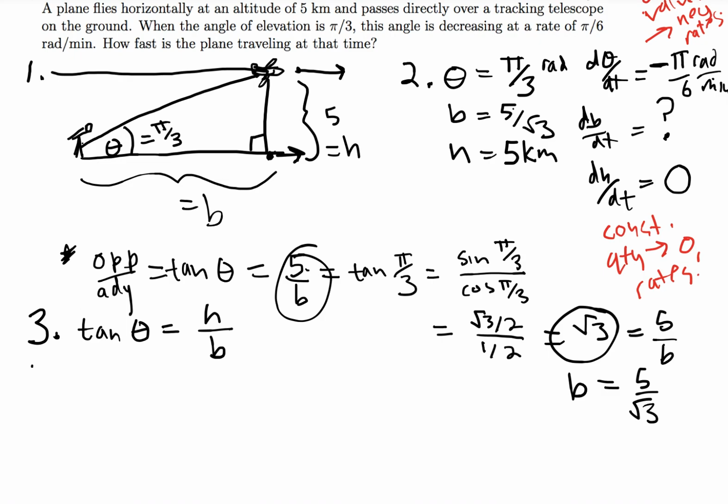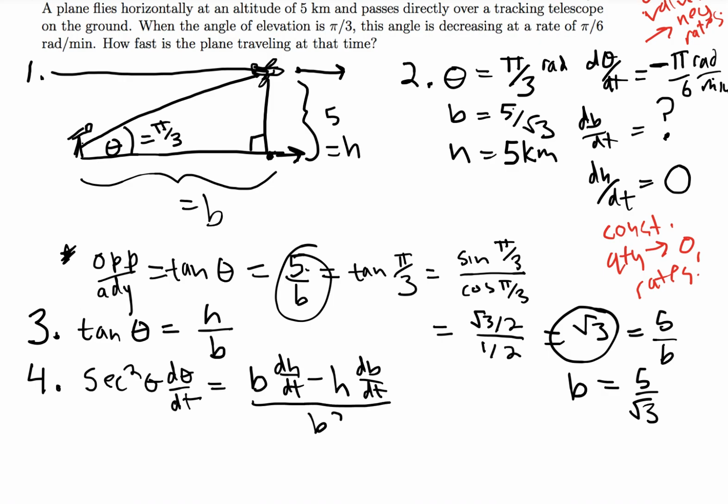If I wanted to actually apply this and take a derivative of both sides to try and figure out my rate information, my derivative of tangent is secant squared theta. I need to tack on d theta dt. And then this derivative, I'm going to need quotient rule really quick. Low d high, so b dh/dt, minus high d low, so h db/dt. This all goes over my base squared.